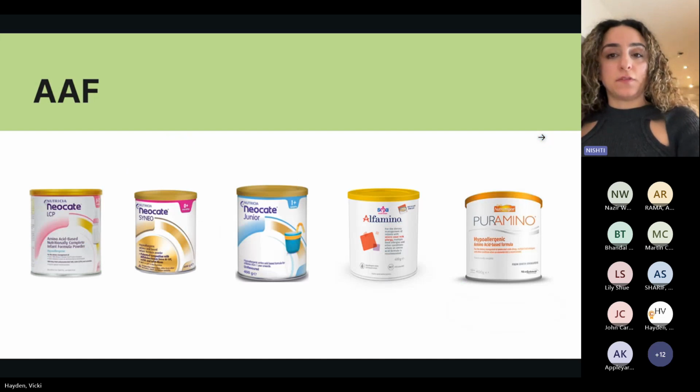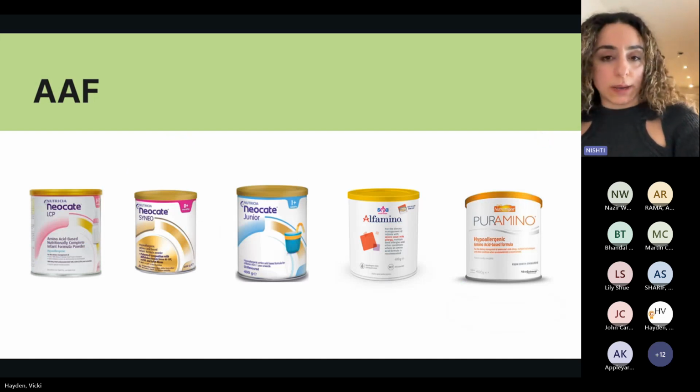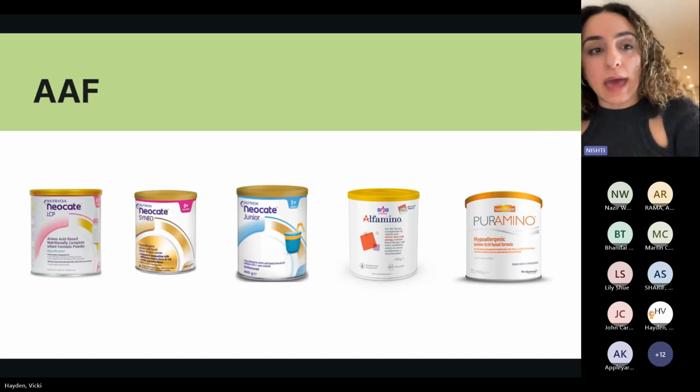So all the amino acid formulas are lactose free. However, they're also more expensive. So if we don't need to prescribe these, we won't. So if a child, as I said, has loose stools and mild non-IgE symptoms, I will still try an extensively hydrolyzed formula with lactose in and see what happens. But if there is no symptom resolution, then we would have to try an amino acid formula. And actually, Neocate, for example, tastes quite good, whereas Nutramigen, unfortunately, doesn't taste very good.